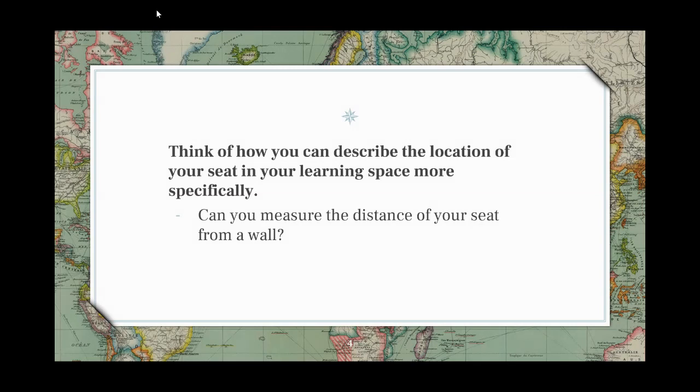So think to yourself how you can describe the location of your seat even more specifically. While I might be able to find you in that seat based on the directions you gave me before, think of a more exact way that could get anybody to where you're sitting. For example, could you measure the distance from your seat to a wall, or from your seat to the kitchen table, or to a piece of furniture, or to a window? Can you measure something?